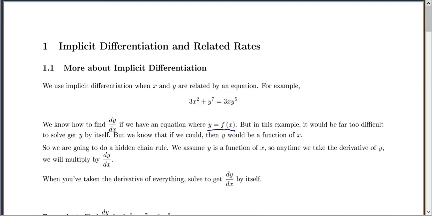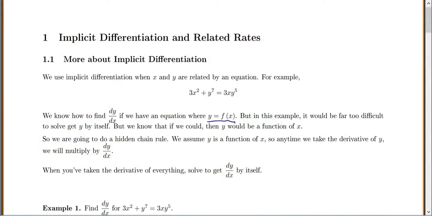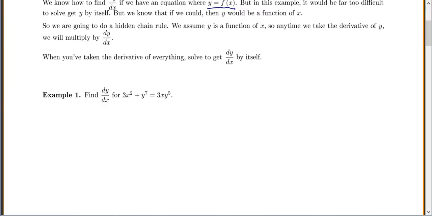But we know that if we could solve it to get y by itself, then y would be some function of x. So what we're going to do is a hidden chain rule. We assume that y is a function of x, so anytime we take the derivative of y, we have to multiply by dy dx, because we took the derivative of y, but there's also that inside function of x. Every time you take the derivative of y, you multiply by dy dx. And when you've taken the derivative of everything, just solve to get dy dx by itself.